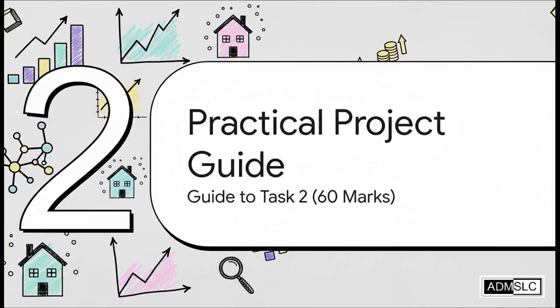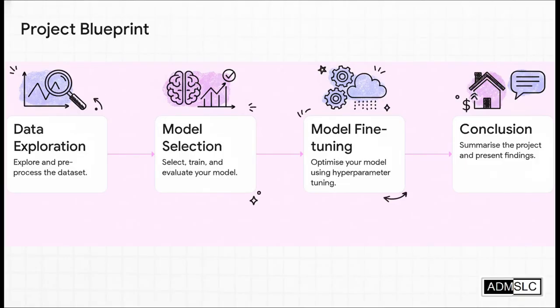Okay, so let's zoom in on that bigger piece of the pie, the practical project. The scenario here is a classic, something you definitely see out in the real world. You're going to be building a model to predict house prices. And the good news is it's laid out for you in 4 really clear stages. Think of this not just as a suggestion, but as your actual blueprint for success. If you follow these steps one by one, you'll be on the right track to scoop up all 60 of those marks.